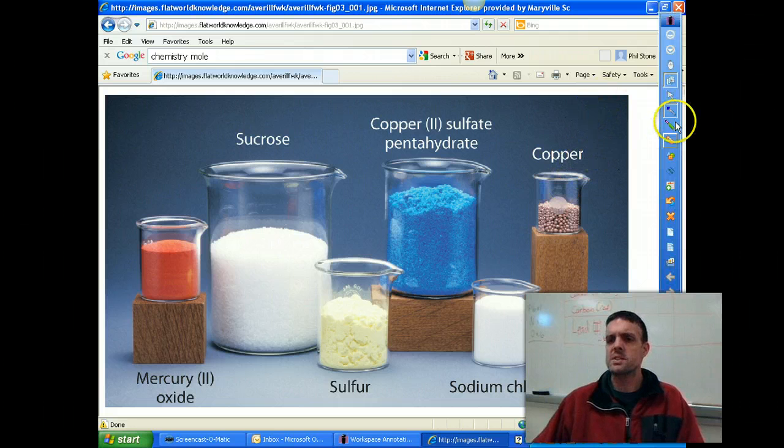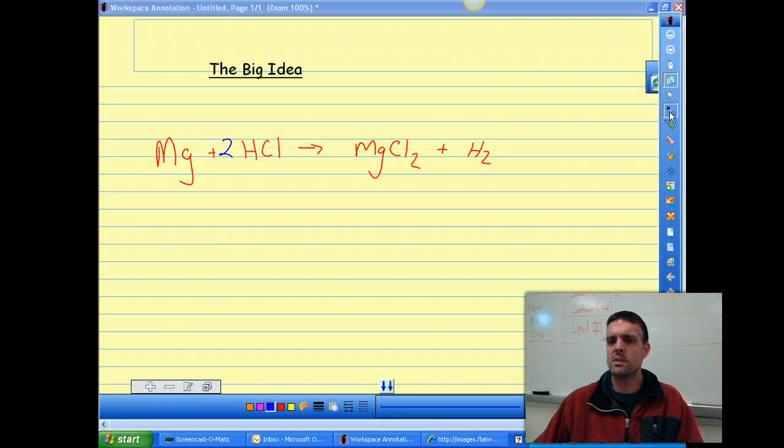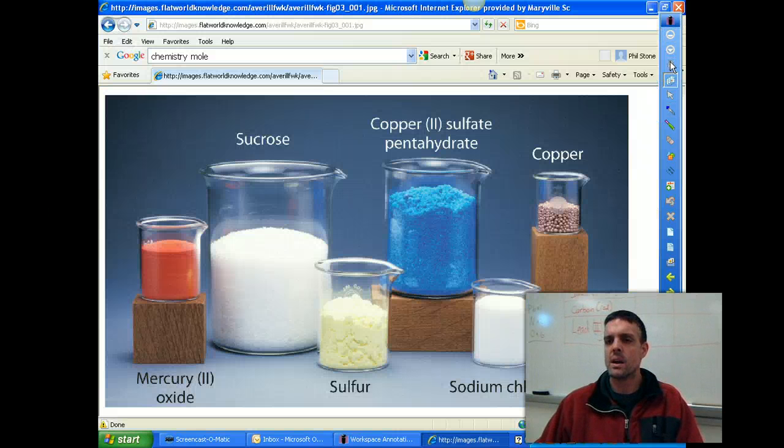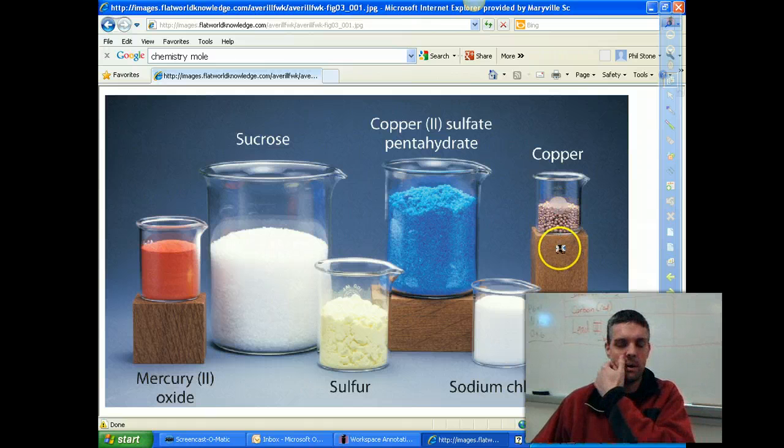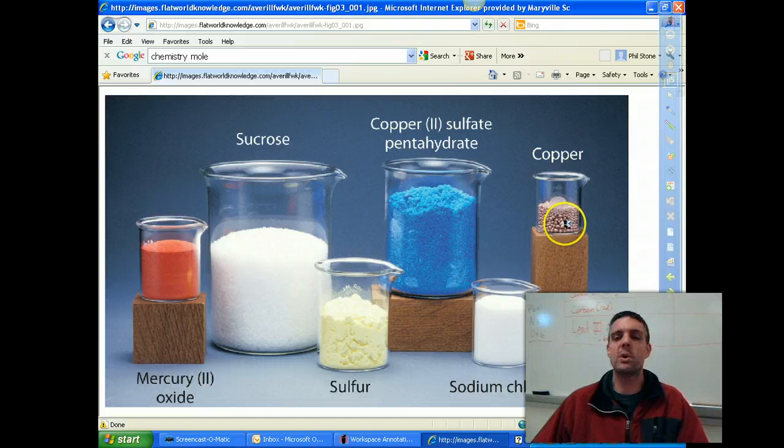Well, this is a mole of copper. I want to see if I can write on this. I was hoping to be able to write on this. Anyways, this mole of copper right here, what does that mean? How many copper atoms are in that beaker? We know exactly how much, because we know how much a mole is.